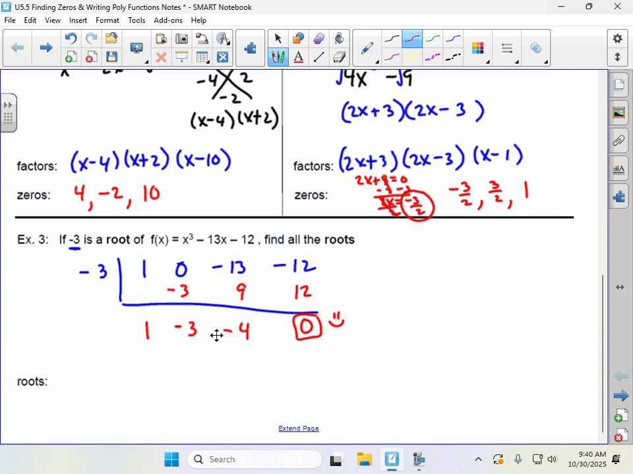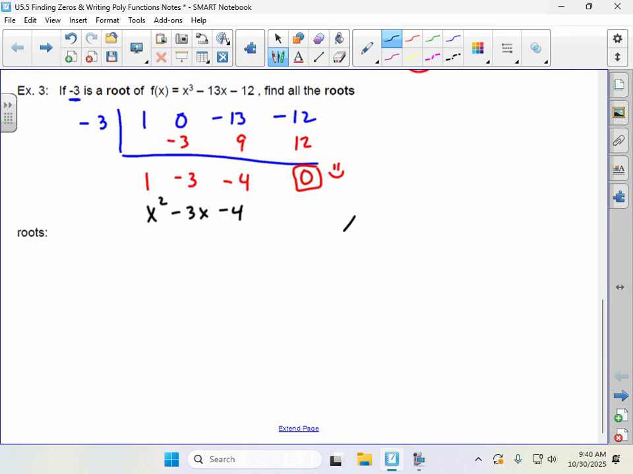Then we can write the new polynomial. This would be x squared minus 3x minus 4. Then we can factor it using the x method. So two numbers that multiply to negative 4 but add to negative 3: negative 4 and positive 1.